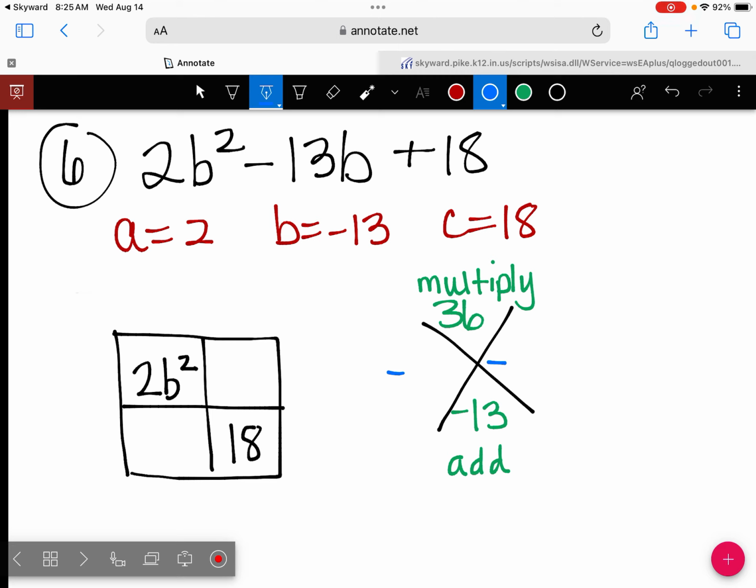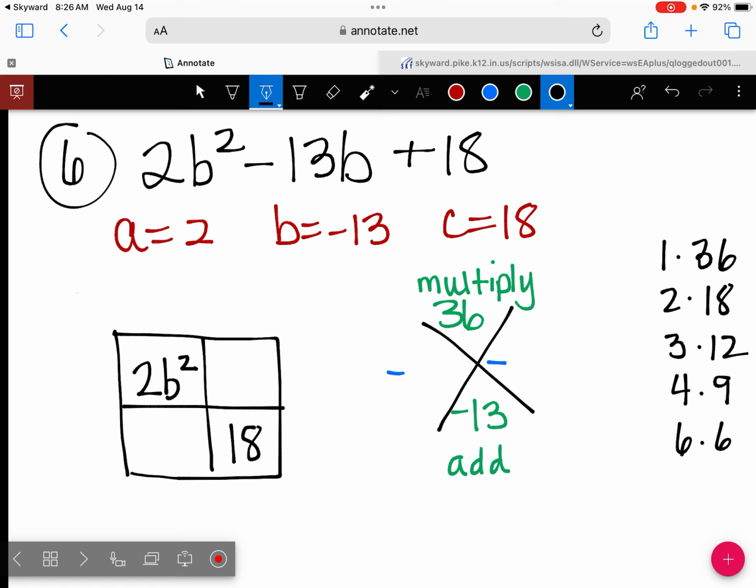And if we think about 36, the numbers that multiply to give you 36 are 1 times 36, 2 times 18, 3 times 12, 4 times 9, and 6 times 6. So there's a lot of numbers. But which one of those pairs will add to give you 13 though? Yep, the 4 and the 9. And they both have to be negative. So I want you to put your negative 4b and your negative 9b.